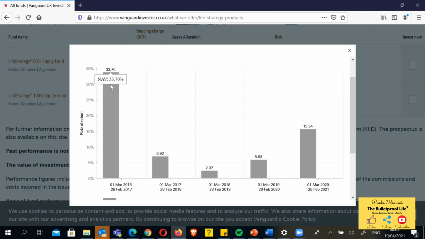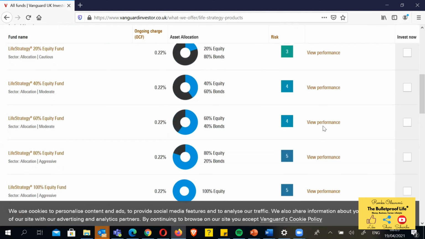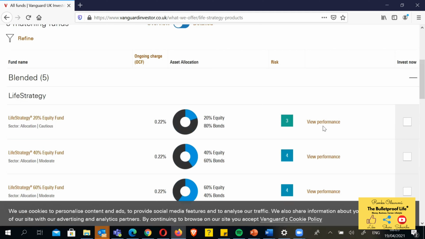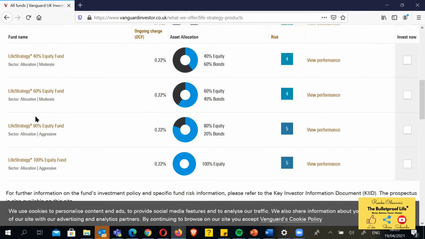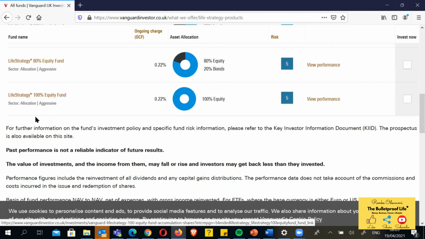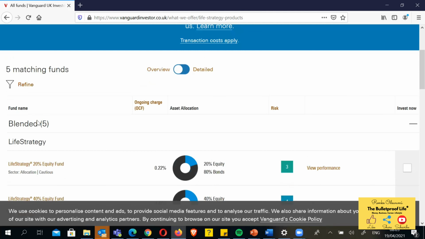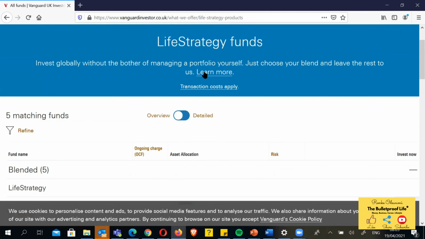As you can see, it's gone up to 33% in 2016, 2017, and right now it's doing 15.54. So not as good as the moderate fund this year. So your investment strategy is impacted by your risk appetite. So this is what the life strategy looks like. That is the kind of fund, and it's a blended fund that Vanguard offers, that allows you to invest across both equity and bonds.